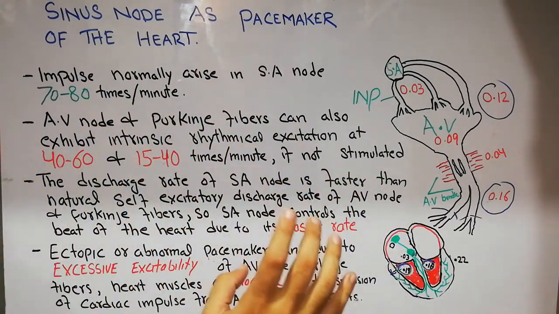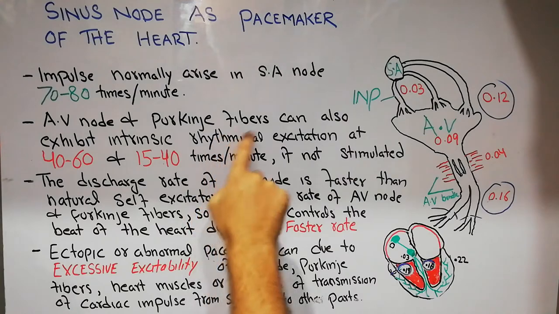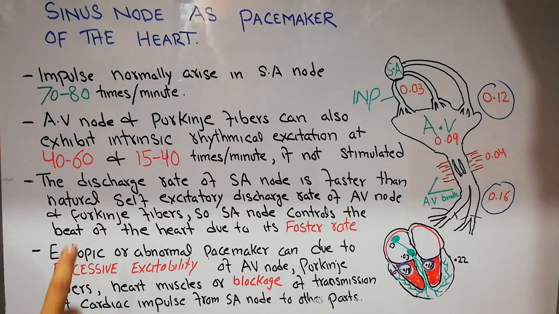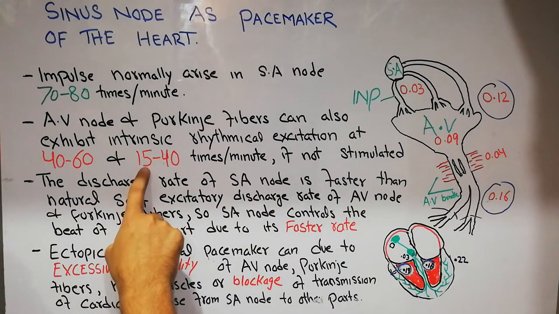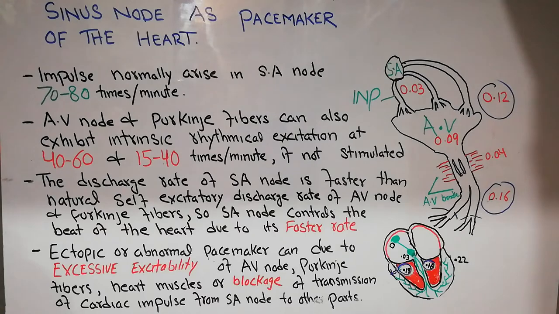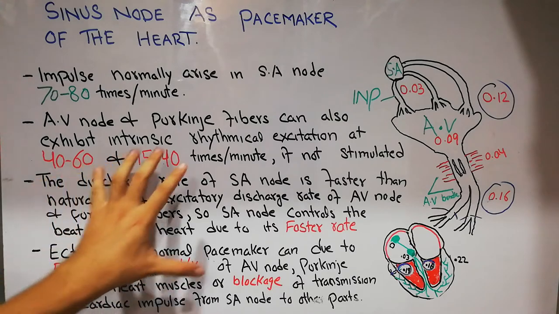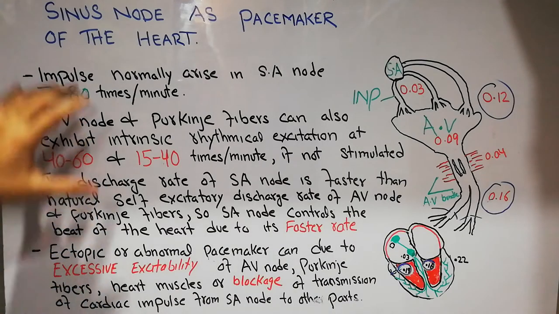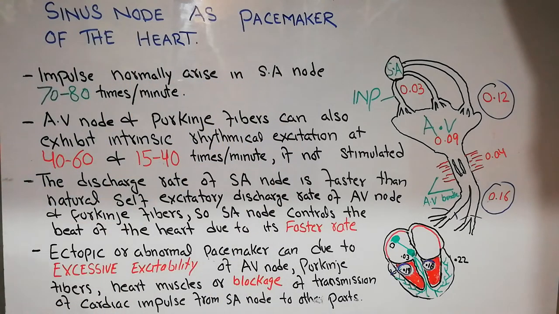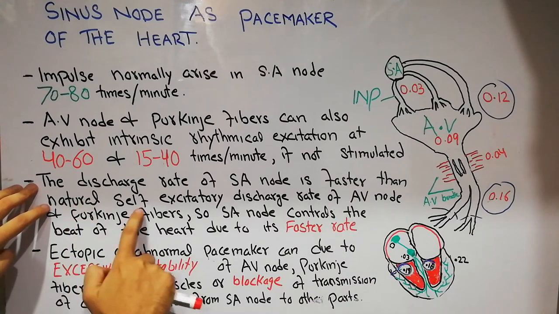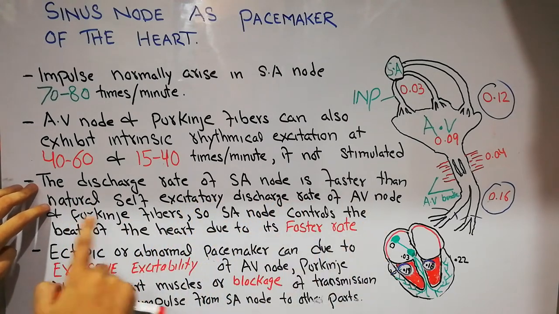But the rate of that rhythmical excitation in the atrioventricular node is around 40 to 60 times per minute, and in the Purkinje fibers it is around 15 to 40 times per minute. So the same impulse also arises in the AV node and in the Purkinje fibers, but they are not acting as the pacemaker in normal circumstances. The SA node normally acts as the pacemaker because the discharge rate of the SA node is faster than the natural self-excitatory discharge rate of the AV node and Purkinje fibers.